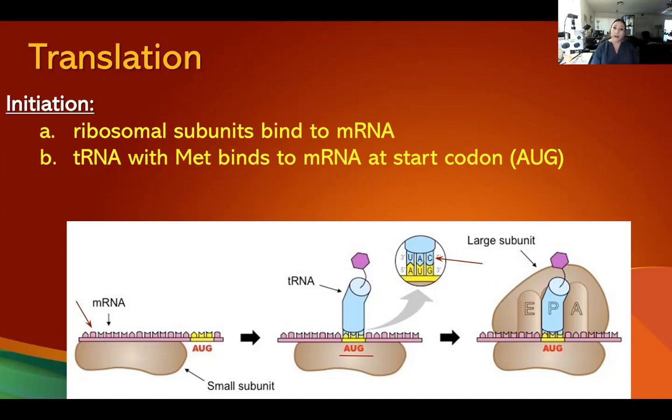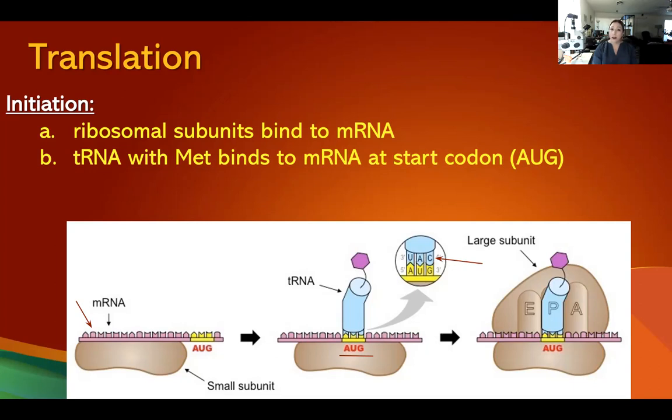Okay, but remember, it is always the codon that specifies the amino acid. It's not UAC that specifies that amino acid, it is AUG. If you use UAC on the genetic code table, you will not get methionine. So transfer RNA comes down with methionine, base pairs with AUG. Now the large ribosomal subunit joins the small subunit to make the full ribosome.